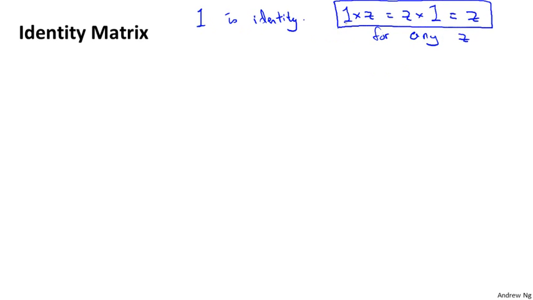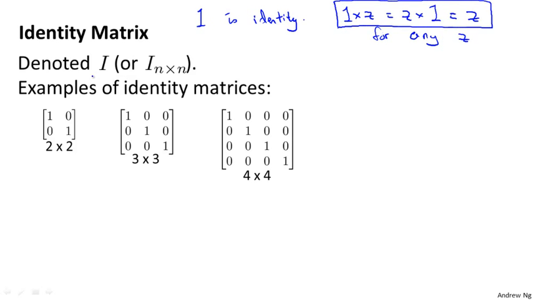It turns out that in the space of matrices, there's an identity matrix as well, usually denoted I, or sometimes we write it as I subscript n by n if we want to make explicit the dimension. So I subscript n by n is the n by n identity matrix. There's a different identity matrix for each dimension n. Here are a few examples. Here's the 2 by 2 identity matrix. Here's the 3 by 3 identity matrix. Here's the 4 by 4 identity matrix.